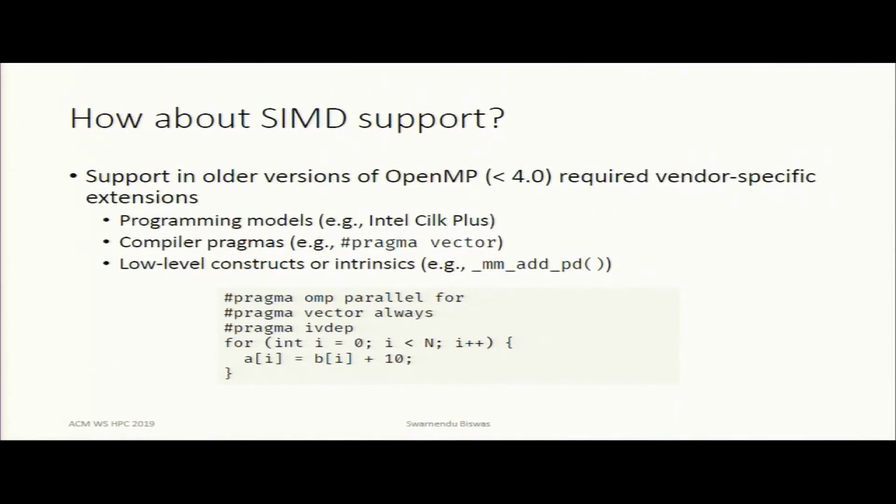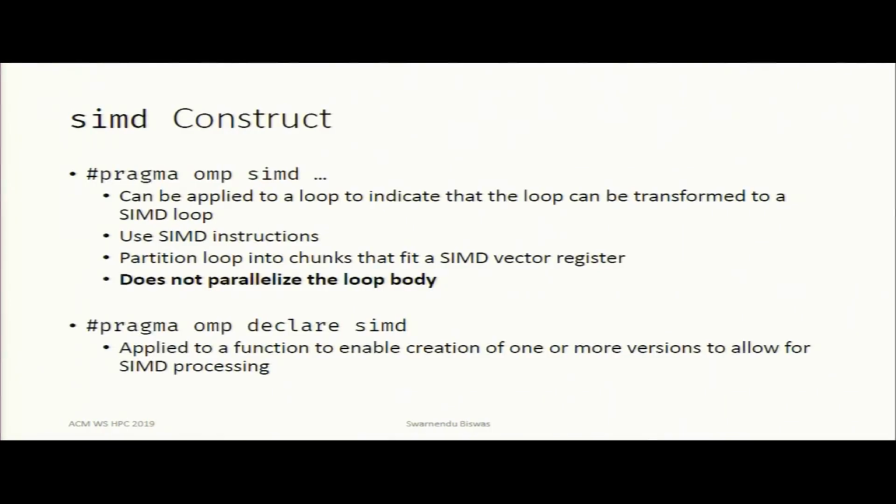So this is one way in which, in older versions of OpenMP, you can introduce support for vectorization in your code. Now the problem with this is that these are vendor specific. #pragma ivdep is for Intel compilers. For GNU GCC it is different. So these are not portable. Therefore, newer specifications of OpenMP have tried to provide first class support for SIMD parallelization.